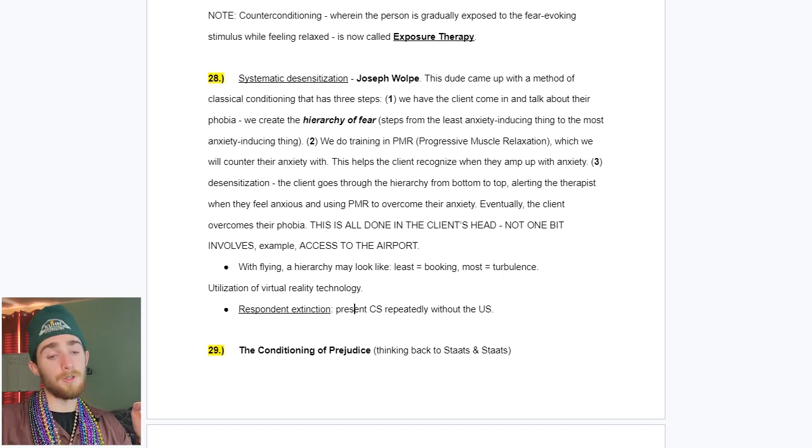So if we associate turbulence with anxiety, but we make you think of turbulence time and again while combating your anxiety with PMR, then eventually the presentation of turbulence will not be followed by anxiety, and so the association between turbulence and anxiety will be broken, and then boom, your phobia is gone. That's systematic desensitization from Joseph Wolpe.